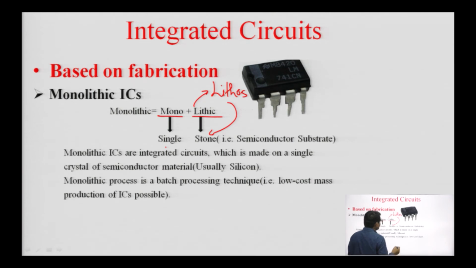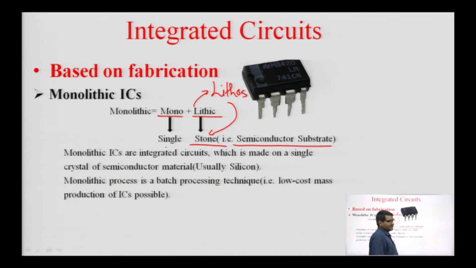Here the stone means the semiconductor substrate or semiconductor wafer, which generally provides mechanical support to the device. We can say that the semiconductor substrate is a chassis for an IC. A monolithic IC is an integrated circuit which is made on a single crystal of a semiconductor material, usually silicon. The single semiconductor material gives the word monolithic, where mono means single and lithic is derived from the Greek word lithos, that is, stone.